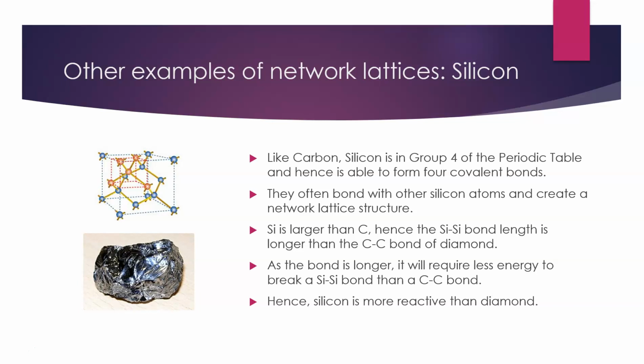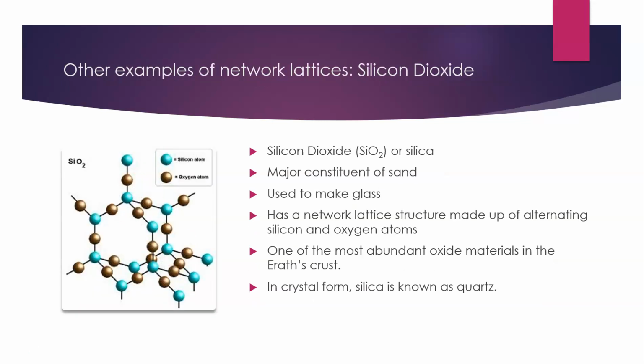Just want to point out quickly that there are other examples of network lattices, as I mentioned earlier, in terms of silicon. Silicon's group 4, so it behaves similarly to carbon and will form these large molecular lattices. These include silicon dioxide or silica, which is the main constituent of sand and is used in glass manufacturing. It has a crystal form. Crystalline forms of silica, much like crystalline forms of carbon, are found, and the crystalline form of silica is known as quartz, and you may be familiar with this.